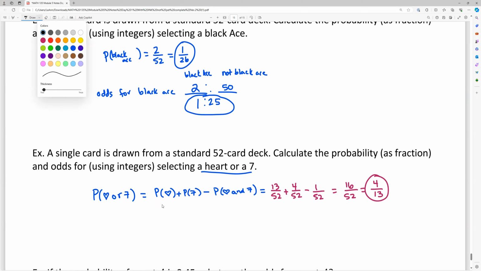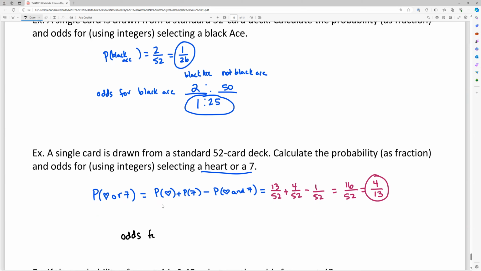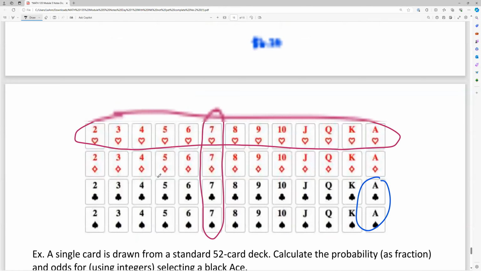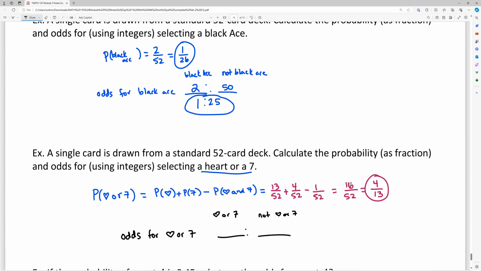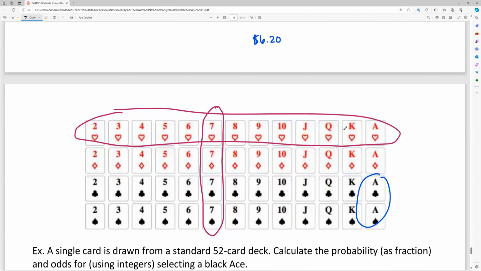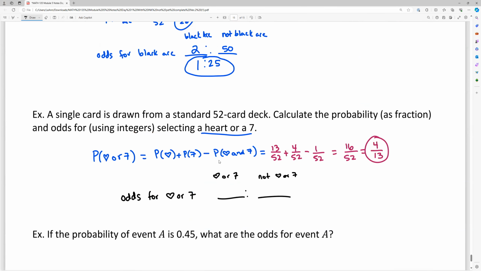Now for the odds for heart or 7, you tell me how many hearts or 7s we have, and then we say how many not hearts or 7 do we have. Remember, it's favorable versus not favorable. So remember, it's actually this numerator before we reduce. There were 16 cards up here because we don't want to count the 7 twice. So this would be 16 cards out of my deck are a heart or a 7.